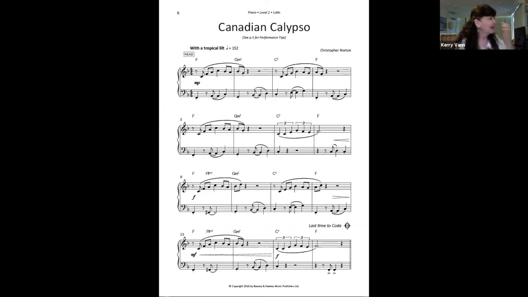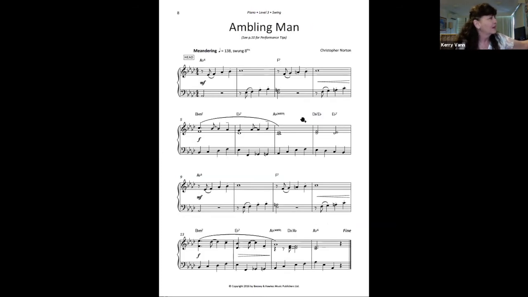Okay, now let's go over. I'm going to have a look at Ambling Man. Hang on, what do I have to do? I've got to press that button to get into level 3. And Ambling Man, I've chosen from the swing set. Now, again, your head is as written the first time.